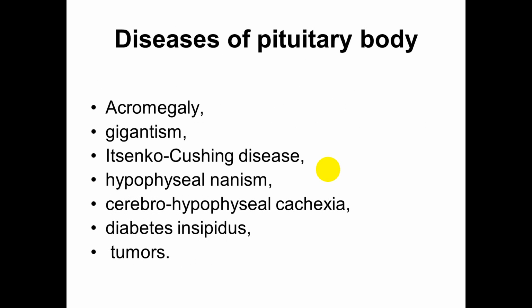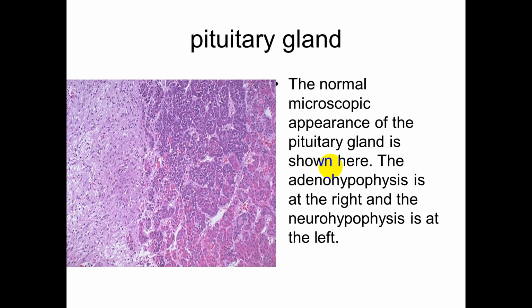Also, diseases of the pituitary body. There are acromegaly, gigantism, Itsenko-Cushing disease, hypophysial nanism, cerebral hypophysial cachexia, diabetes insipidus, tumors. In this slide, we demonstrate the histological signs of the normal structure of the pituitary gland. The normal microscopic appearance of the pituitary gland is shown here. The adenohypophysis is on the right and the neurohypophysis is on the left.